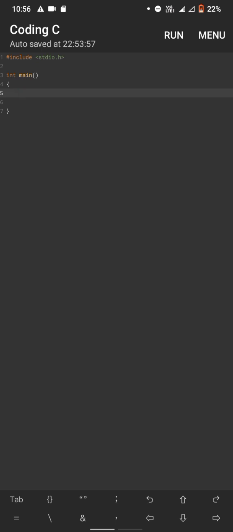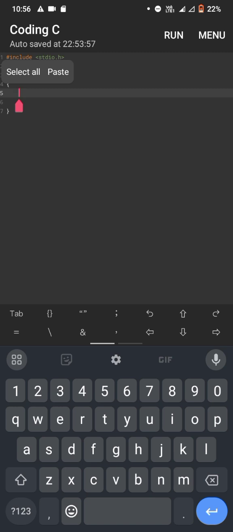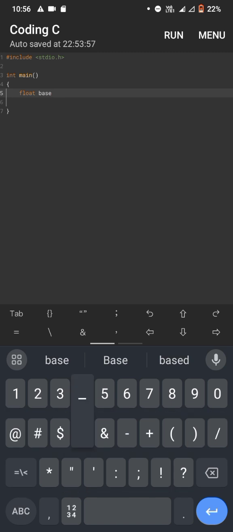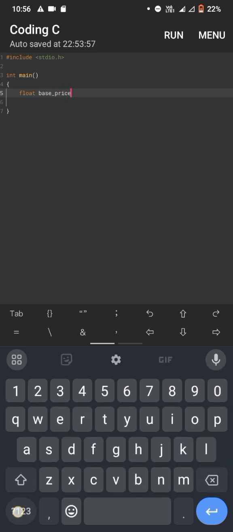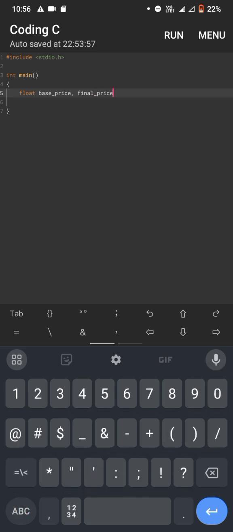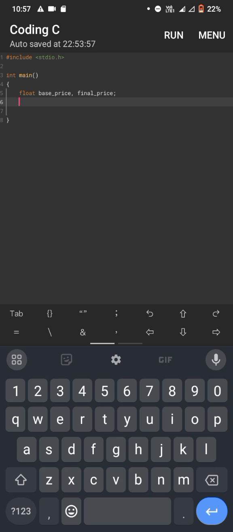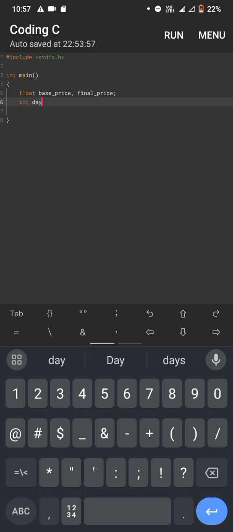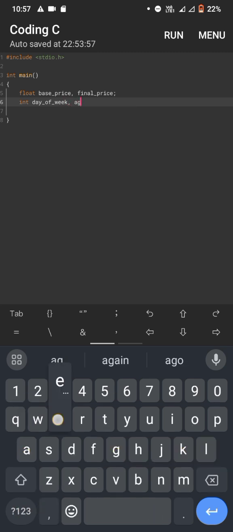So now we're here in my C coding app. First, we need to include stdio.h and int main, and now let's declare the variables. Let's first declare the float base price and final price, then semicolon. Next, we need to declare int day of week and age, semicolon.